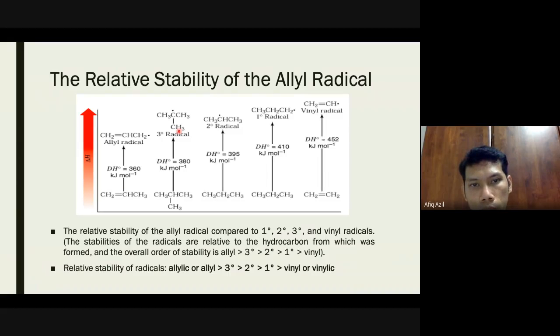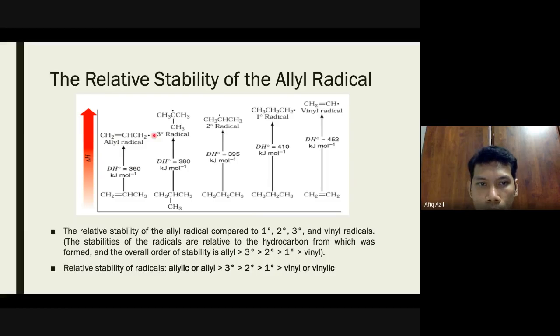Unlike this one, it doesn't have a double bond, doesn't have a double bond, doesn't have a double bond. But this vinyl radical also contains a double bond. But why does it become the least stable? So find out this as well. Why is the vinyl radical the least stable in terms of relative stability?